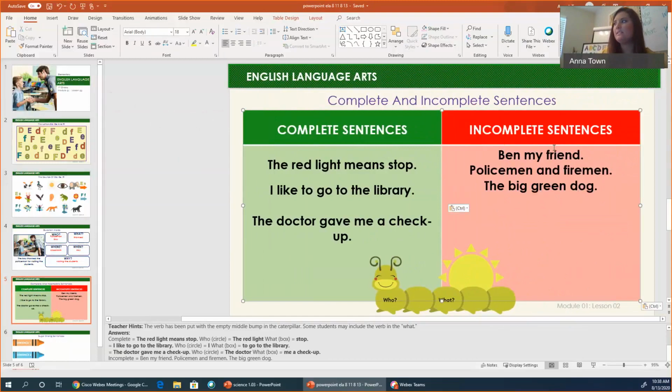That's the same with here. It doesn't have the what. It has that Ben is our friend, but it's not telling us what he is as our friend. What are we doing as friends?